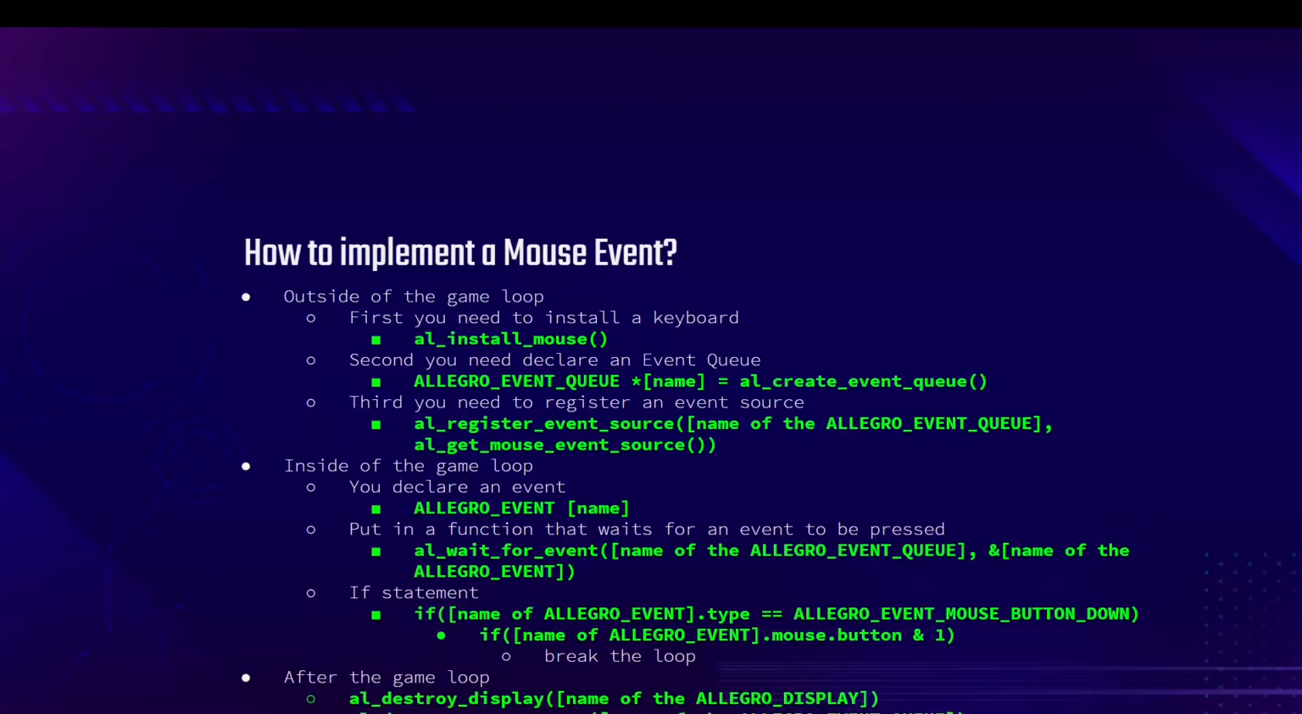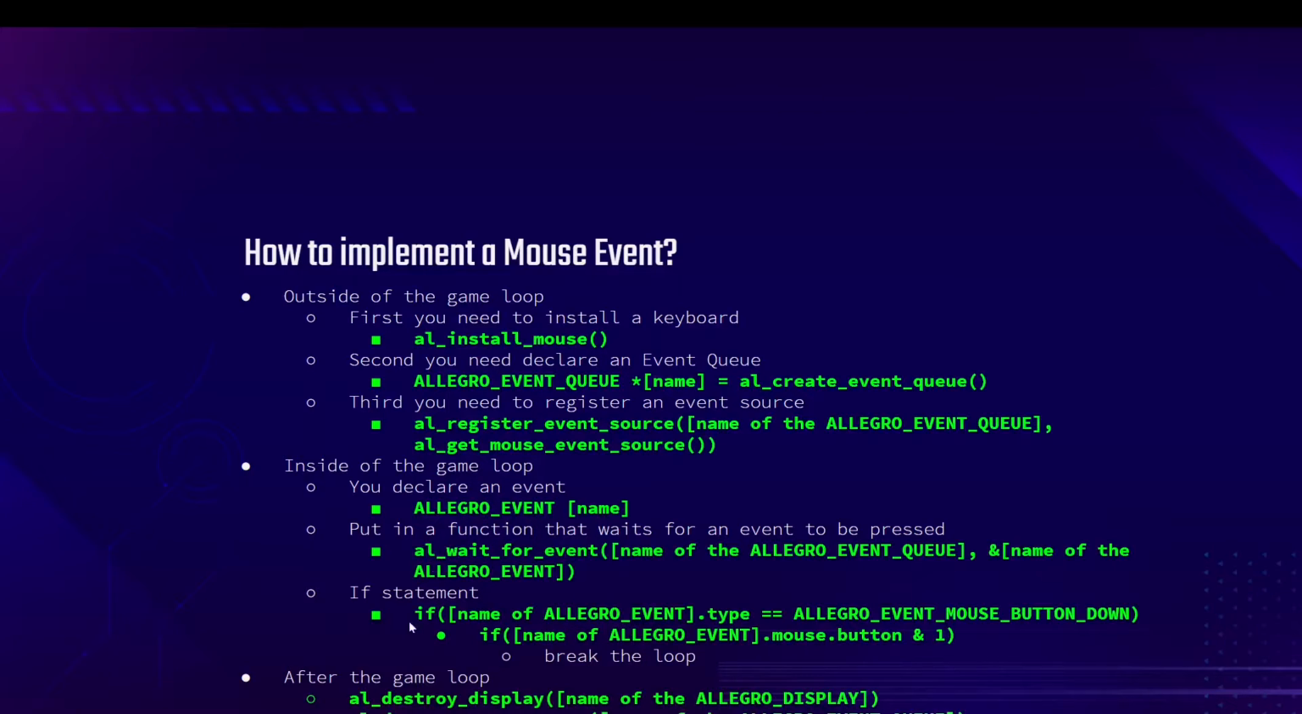So how do you implement the mouse events? Most of it is basically the same thing, except you need to take out keyboard and put in mouse. So instead of install keyboard, you need to put install mouse. Instead of get keyboard event source, you need to put get mouse event source. All right.